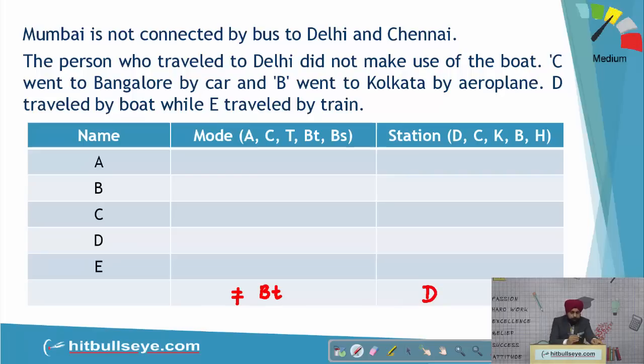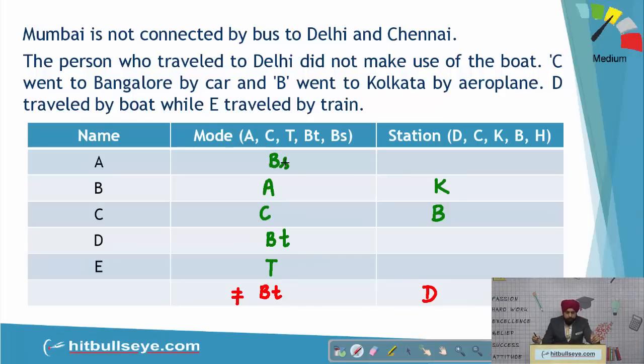Now after that, C went to Bangalore. So C went to Bangalore by car, and B went to Kolkata by aeroplane. D traveled by boat, and E traveled by train. So needless to say, bus is left, which we will place over here.